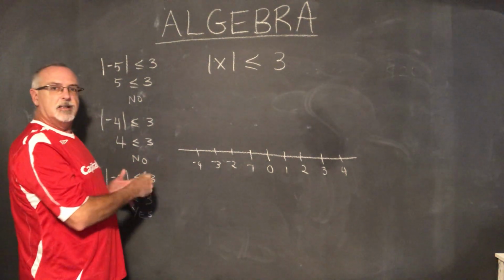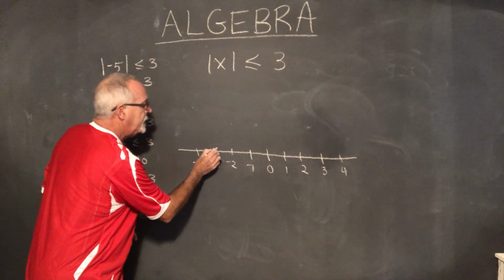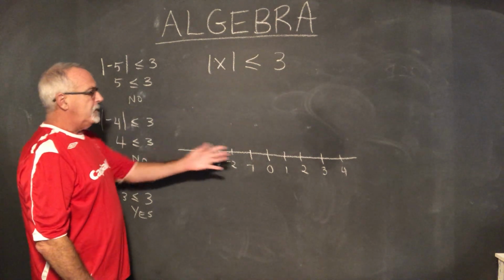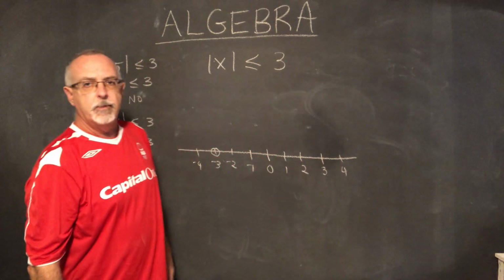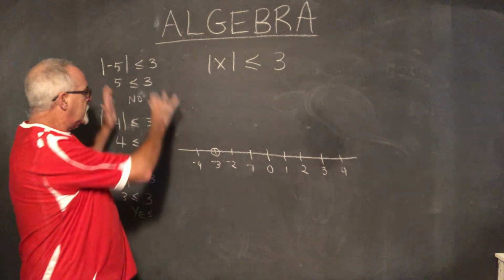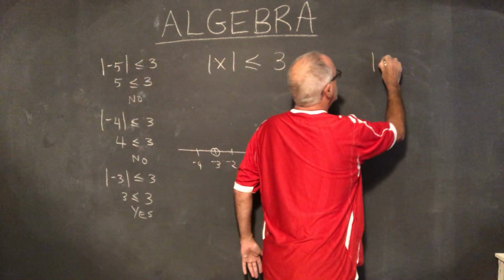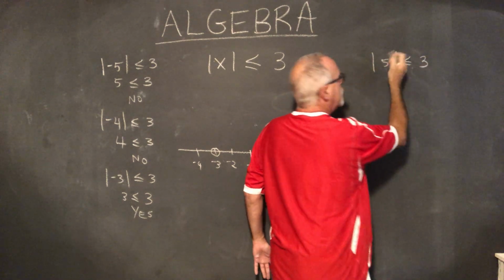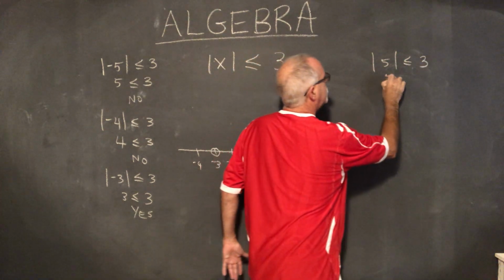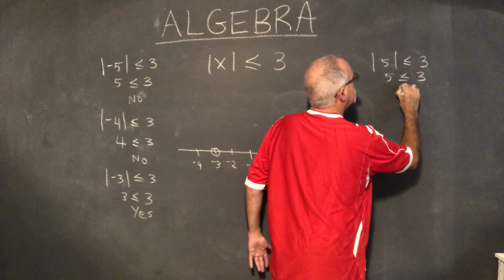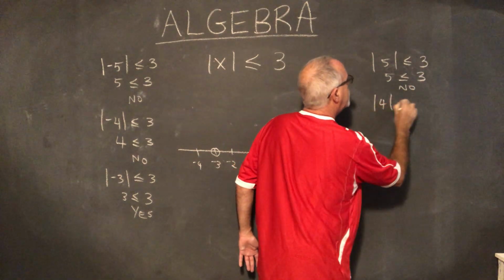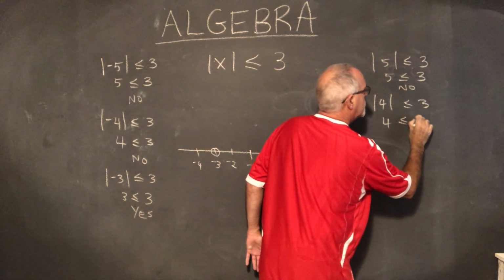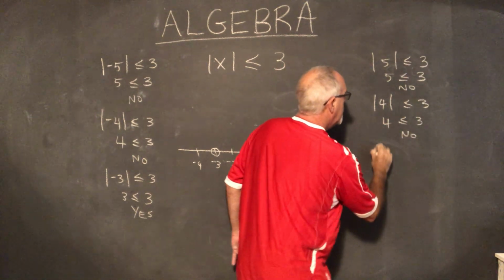I start seeing some clues as to what I'm going to do here. Here I am putting my circle on the -3. But then I think, wait, am I going to put a circle on 3? I have a feeling I am. But just to be sure, let's do some plugging. How about absolute value of 5 less than or equal to 3? Well, the absolute value of 5, of course, is 5. And 5 is not less than or equal to 3. That didn't work. 4. The absolute value of 4 is 4. Is 4 less than or equal to 3? No, that's not working. 3.